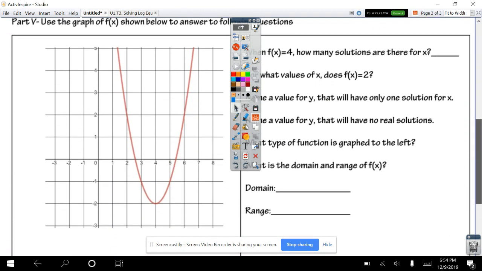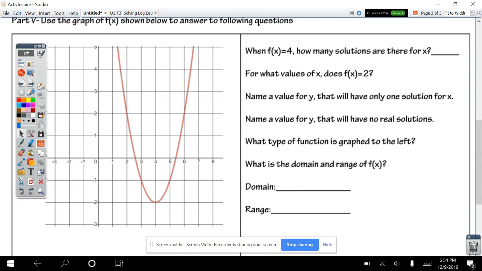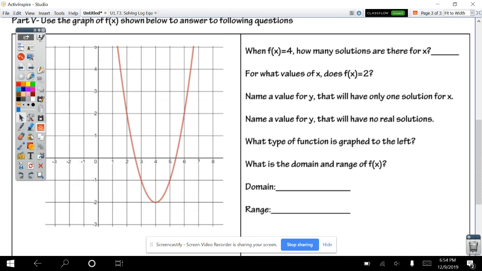All right, last part. Use the graph to answer the questions. First one, when f of x equals 4, how many solutions are there for x? So that's just, again, another way of saying when y is 4, how many solutions are there for x? So I'm going to go to where y is 4. And I'm going to see where the graph touches at y equals 4. Really, this one's just asking how many times does it touch? Well, the red graph crosses y equals 4 two times. So that means there's 2 solutions for x.